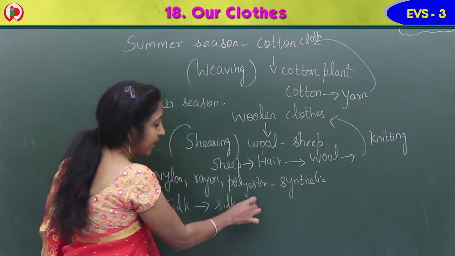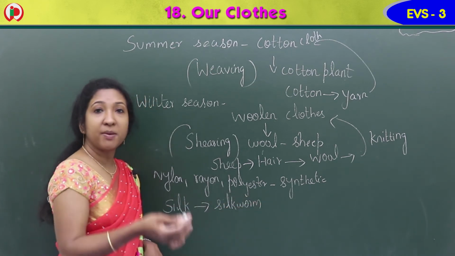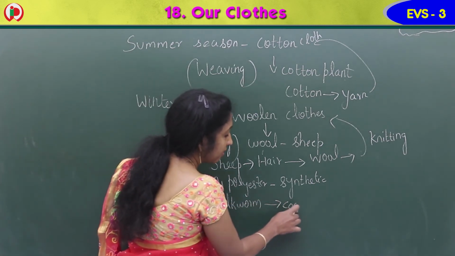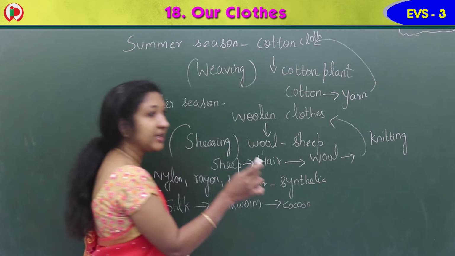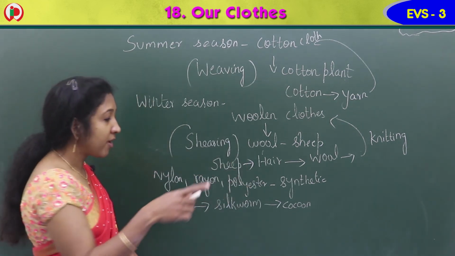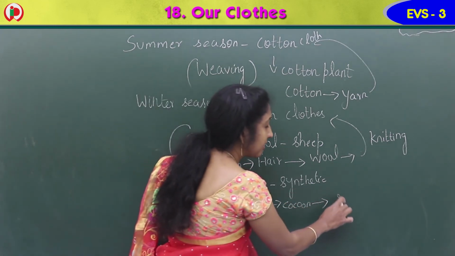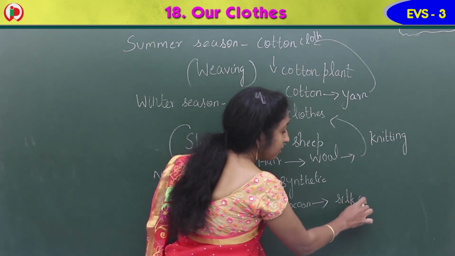Silkworms feed on mulberry leaves. And a silkworm has a cocoon, a protective, silky covering for the silkworm. From the cocoon we get silk thread. Using that we make silk clothes.